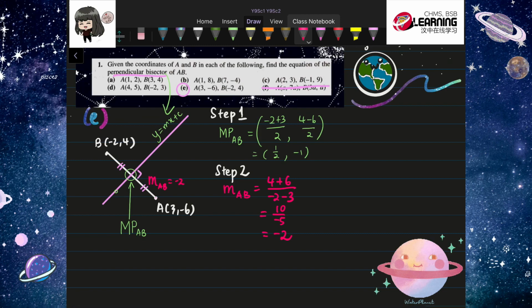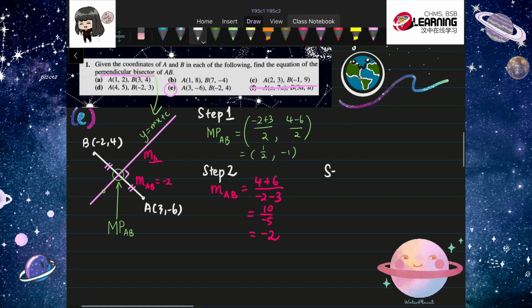So what is the gradient of my perpendicular? Now this symbol m like that is step 3. So my step 3 is the gradient of my perpendicular, which is the negative reciprocal. So flip it and change sign. So 1 over 2.